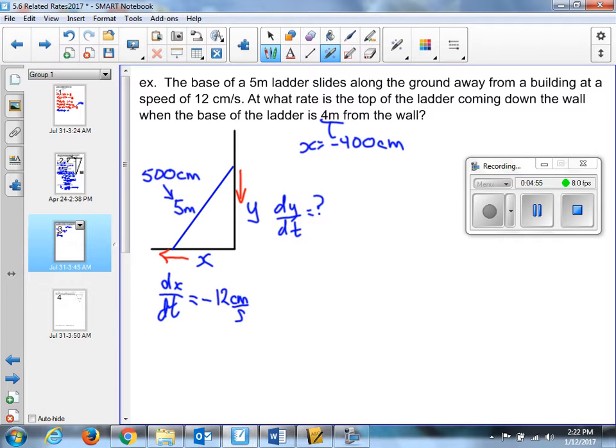Okay, how do we relate x, y, and 500? We need equations to work with, so we, yeah. So we're going to use the velocity. Or do you?